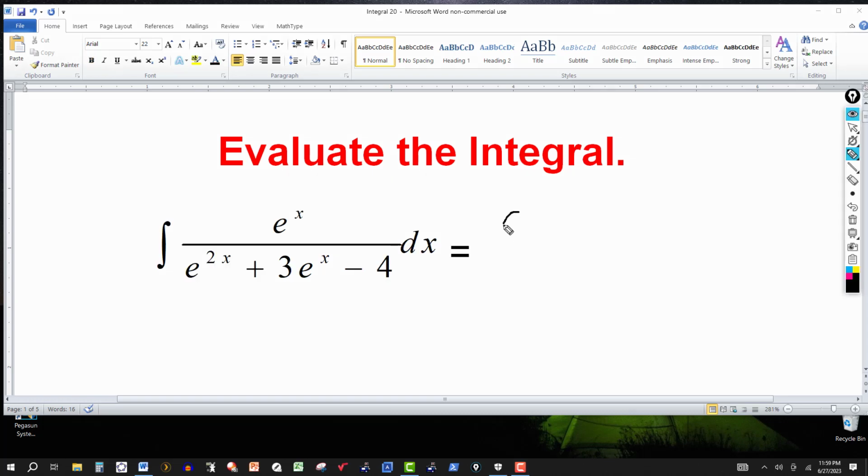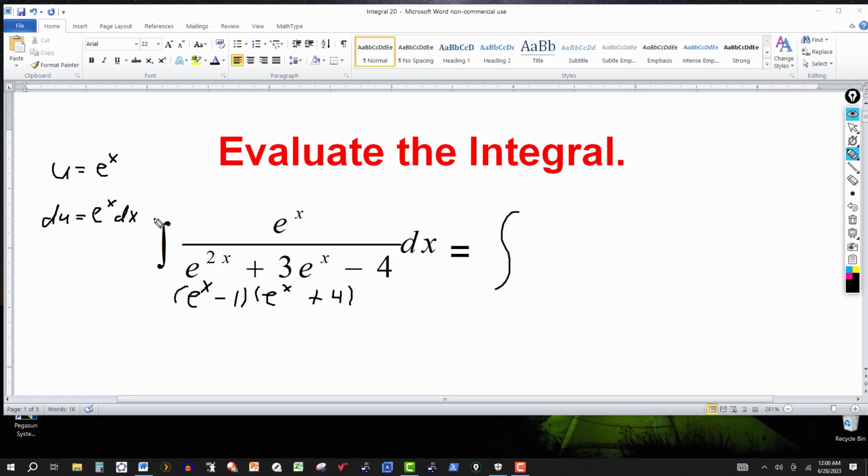So let's look at this integral now. First, we note that we can factor the denominator into e to the x minus 1 and e to the x plus 4. We know the derivative of e to the x is e to the x. So let's let u equal e to the x. So du would be e to the x dx. Derivative of e to the x is e to the x.